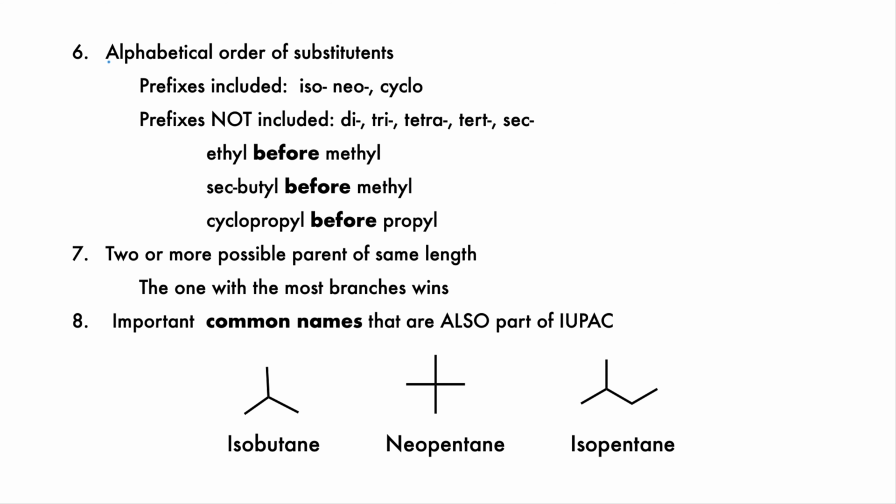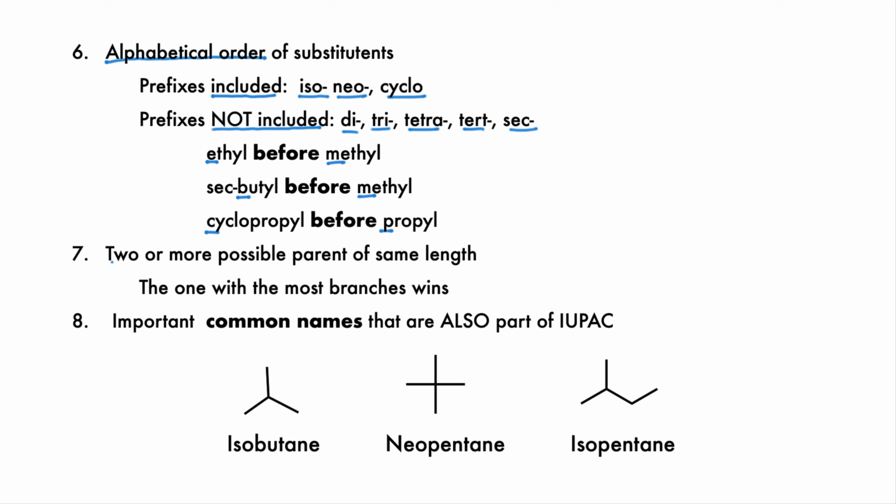When you have different substituents, you need to put them in alphabetical order in the name. The prefixes iso, neo, and cyclo are included in the alphabetical order. The prefixes di, tri, tetra, tert, and sec are not included. So ethyl comes before methyl because E beats M. The B of sec-butyl beats the M of methyl. Cyclopropyl comes before propyl.